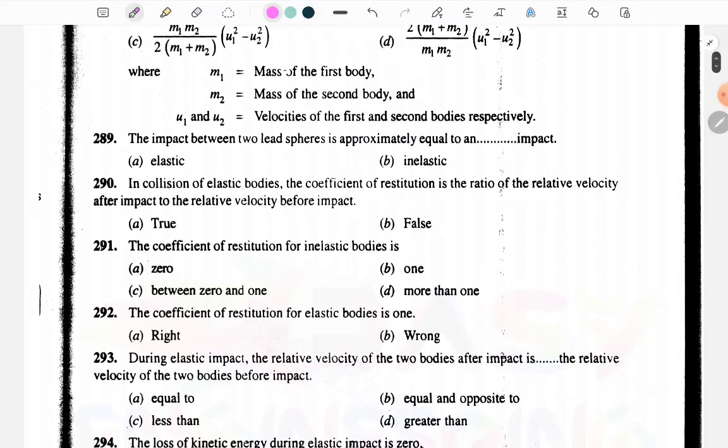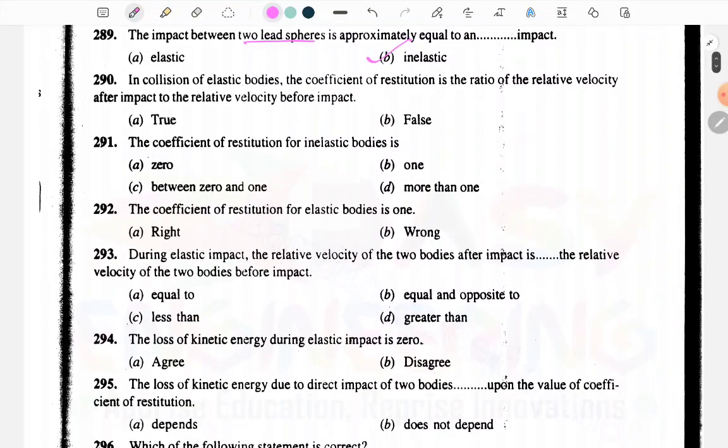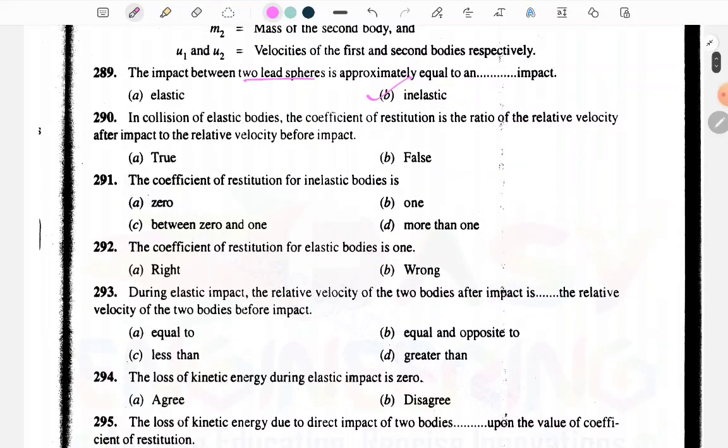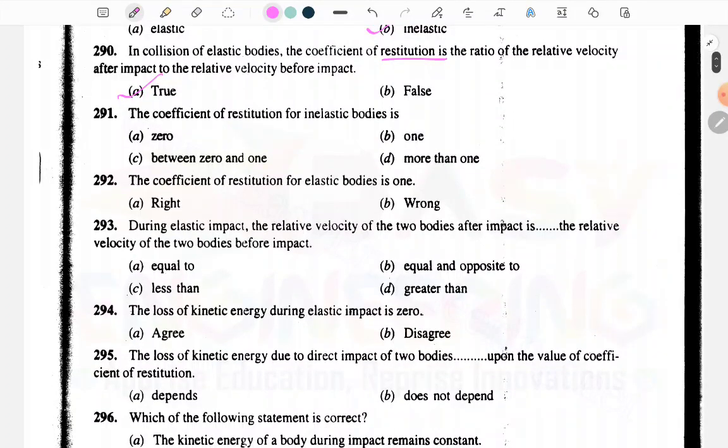The impact between the two lead spheres is approximately equal to dash inelastic. In collision of an elastic body, the coefficient of restitution is the ratio of the relative velocity after impact to relative velocity before impact. Correct. The coefficient of restitution for the inelastic bodies is, so 291. 291 is A, 0. Because what we said, V2 minus V1 by U1 minus U2. So this is the coefficient of restitution.